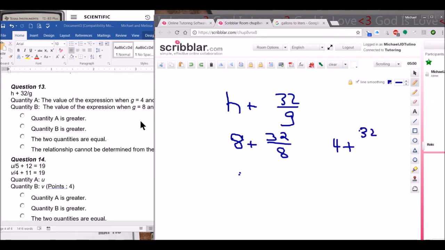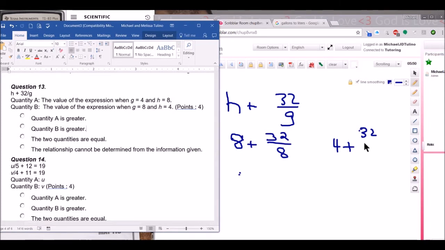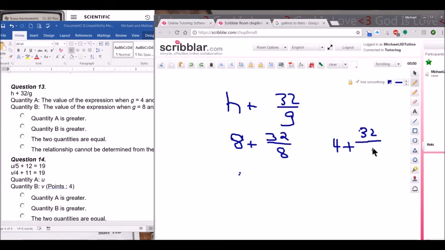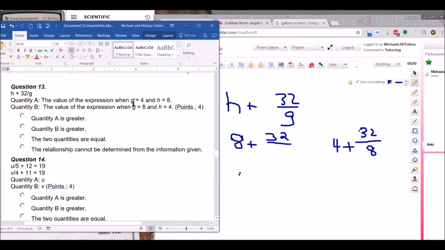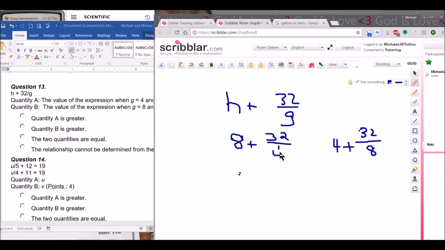Oh, I just made a goof. Let me go back here. I made one mistake, I just got to correct here. All right, here we go. Let's go over here. Yep, one minor mistake. So we have g is 4, so that's 4.